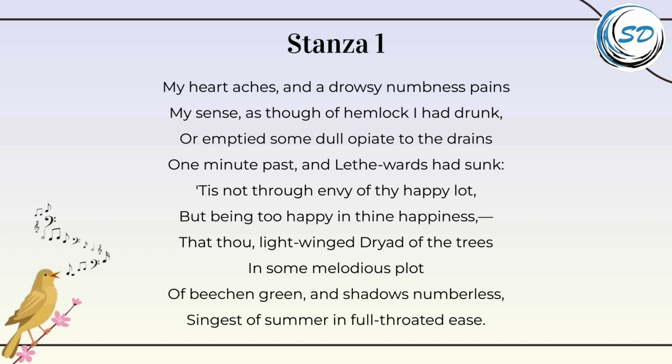Before starting the line-by-line explanation, first let's go through the difficult words and phrases. Drowsy numbness means a feeling of drowsiness and numbness, a lack of sensation or awareness. Hemlock is a poisonous plant that can cause death when ingested. Opiate is a drug or substance that induces sleep or numbs the senses.